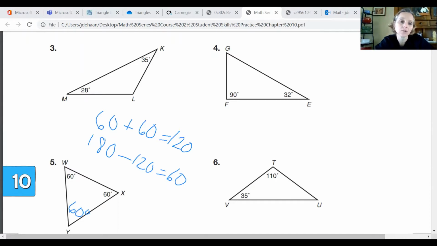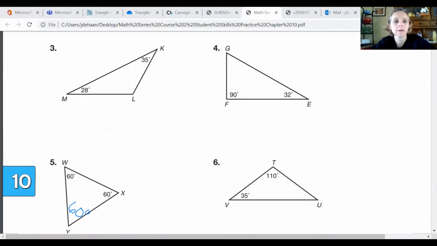And we can see that the triangle XWY, which is number 5 down there, is an equilateral triangle because the three angle measurements are the same, which would mean that the sides would also be the same. So let's look at another example.